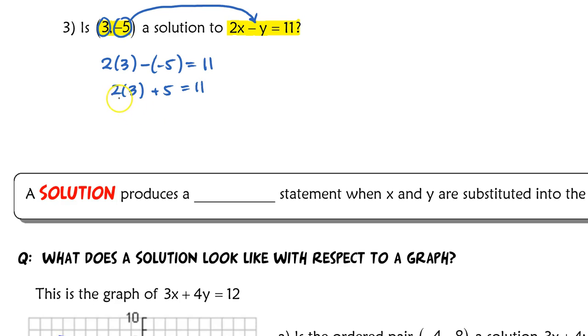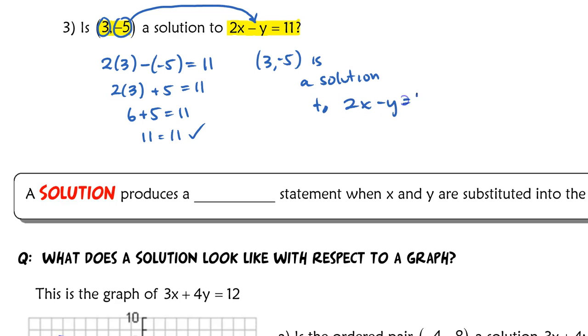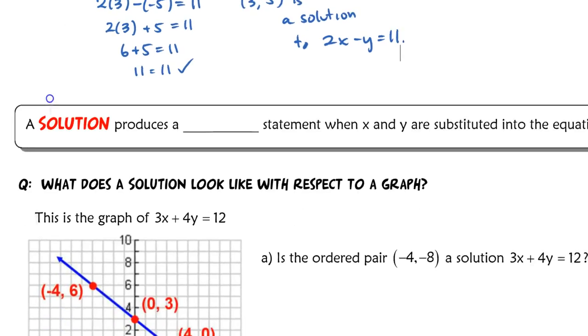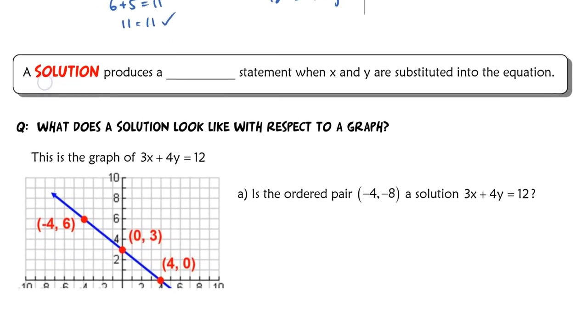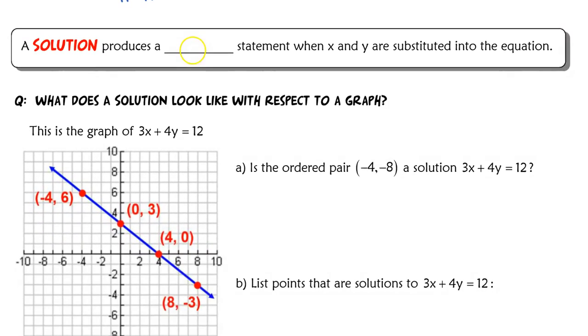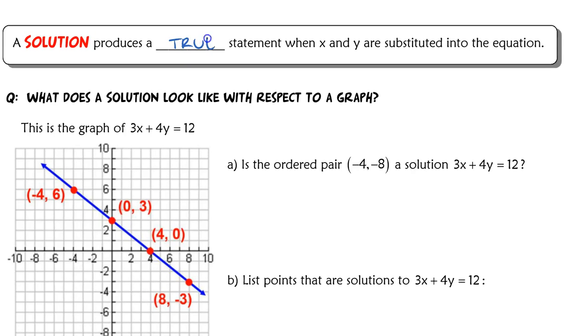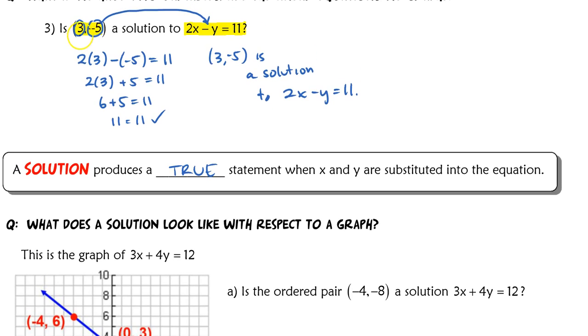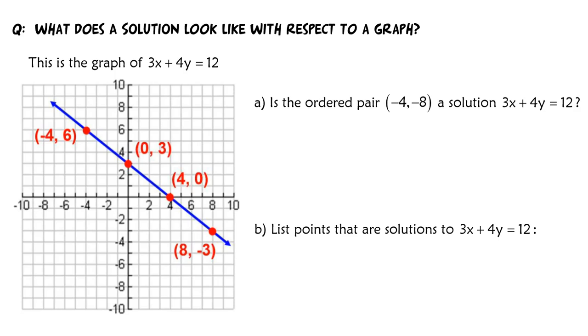So if I check this, 2 times 3 is 6. 6 plus 5 does equal 11. So this one checks off, so this is a solution. So (3, negative 5) is a solution to 2x minus y equals 11. So to fill in that blank here, a solution, again, produces a true statement when x and y are substituted into the equation. So again, we had to plug in both x and y into that equation.